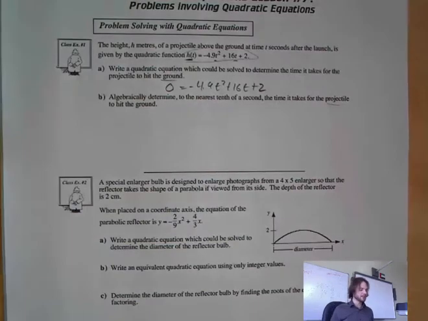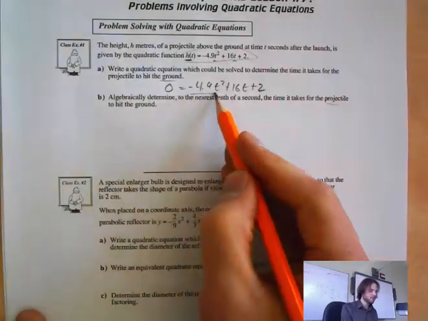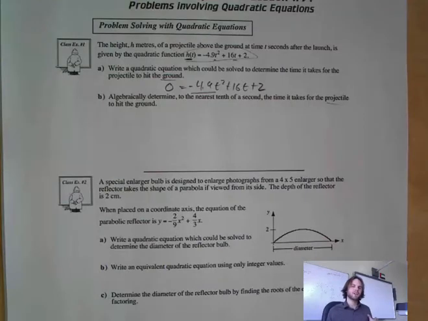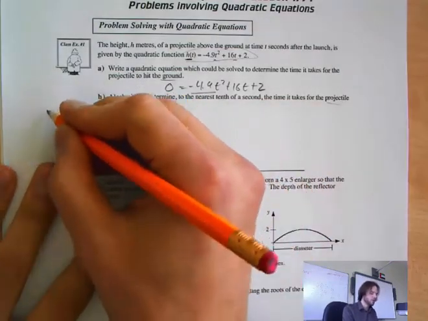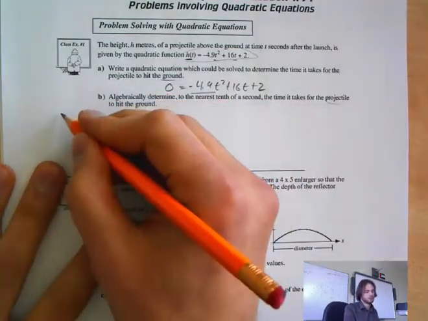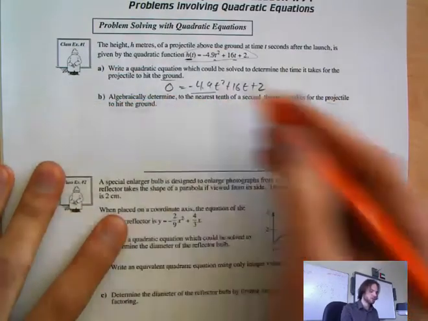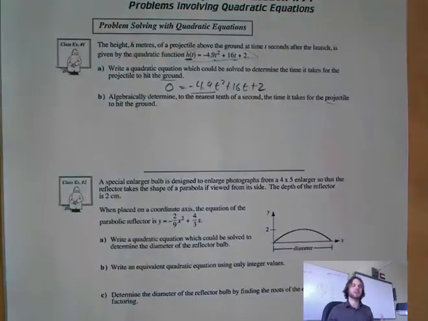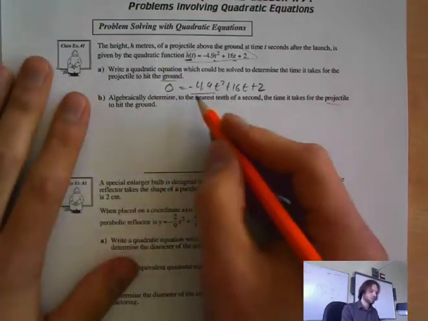Now looking at this negative 4.9, it's not a very nice number. If I was to factor this, that'd be a lot of guessing, checking, a lot of calculating. So for this one, because of that number, I'm going to use the quadratic formula. If we remember, the quadratic formula is also in your formula sheet: negative b plus or minus the square root of b squared minus 4ac, all over 2a. Okay? So let's put this all in.